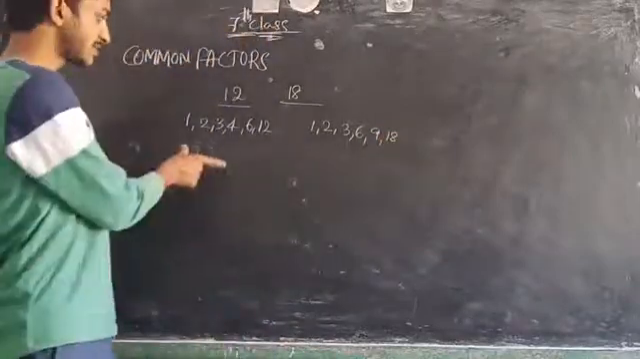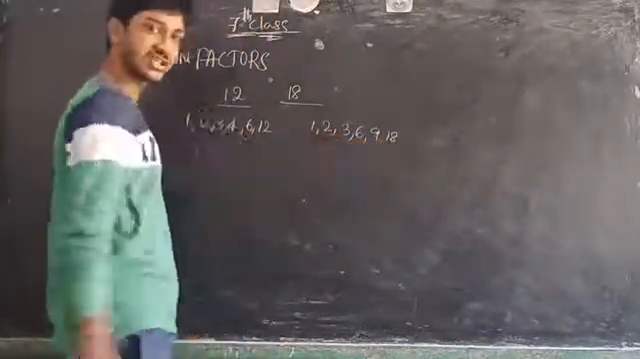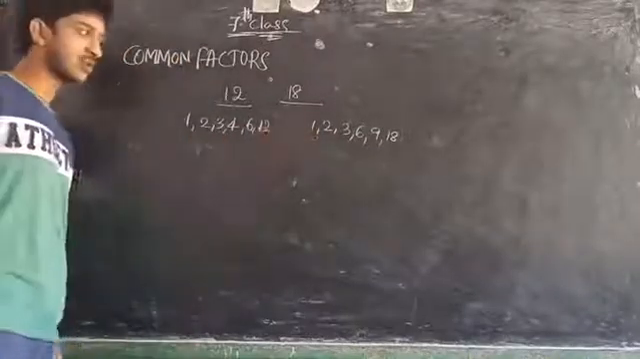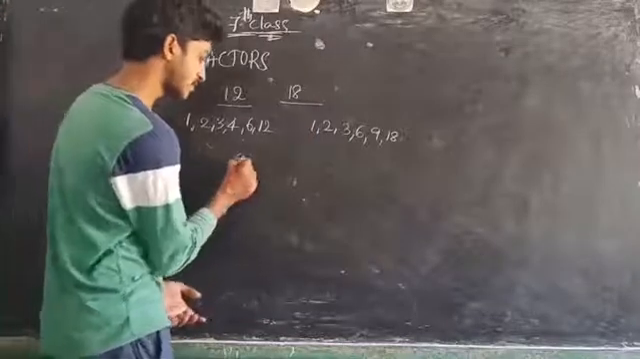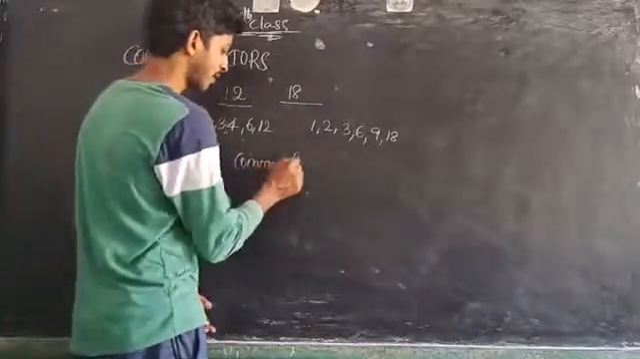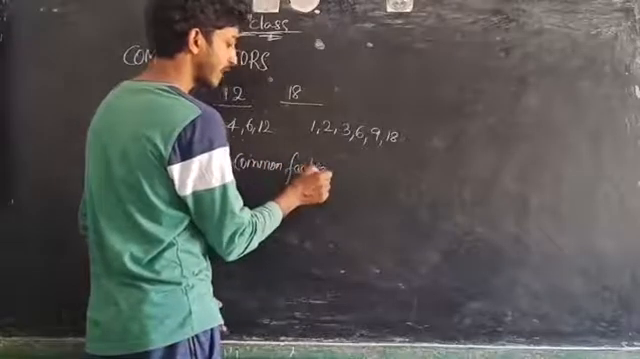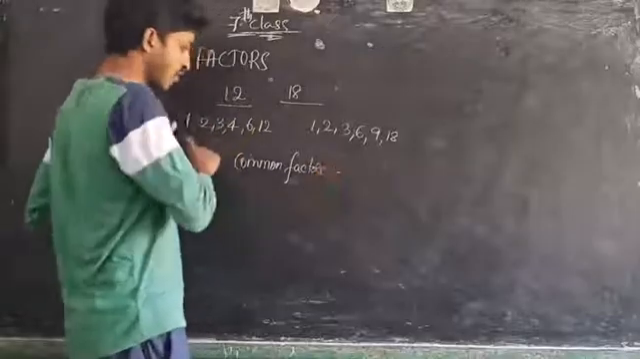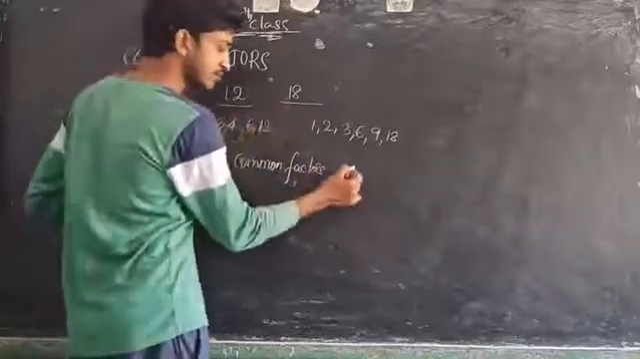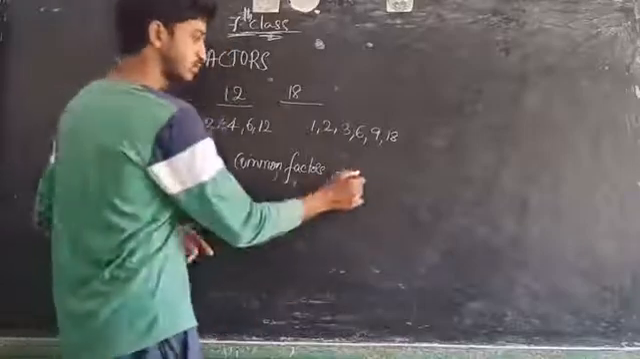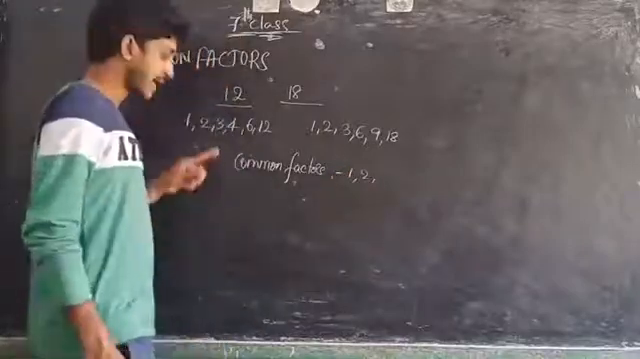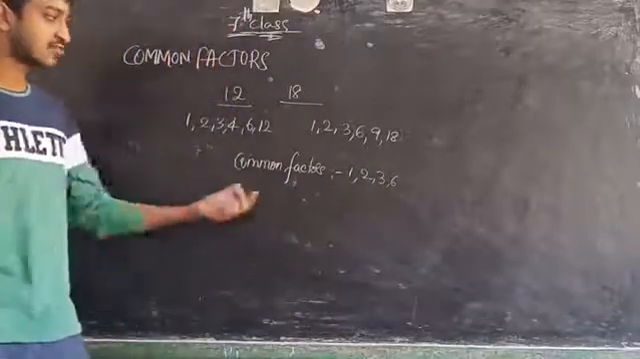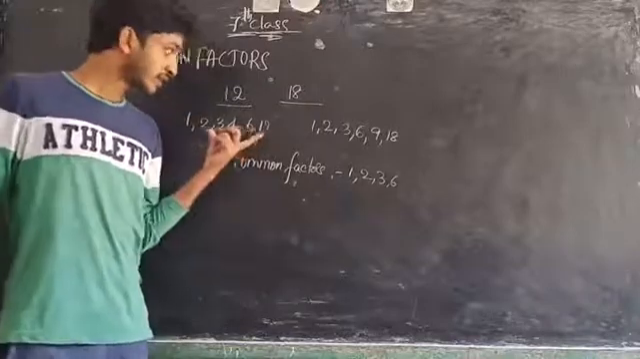Okay, see here, these are the factors of 12 and these are the factors of 18. From both of these, some factors are common. So I am writing common factors here, which are common for both the given numbers. So what are the common factors here? One is common for 12 and 18, and 2 is also common for 12 and 18. 3 and 6. 1, 2, 3, 6. These four factors are common for these two numbers.